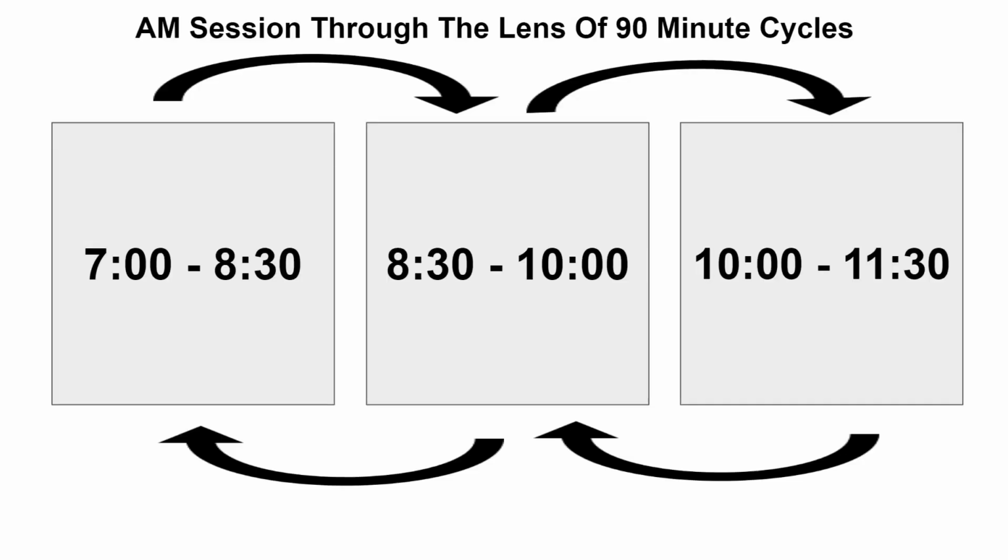So, let's look at the AM session through the lens of 90-minute cycles. The first cycle starts at 7 and ends at 8:30. Second one starts at 8:30, ends at 10, and third one starts at 10 and ends at 11:30. The purpose of the first cycle is to accumulate liquidity on both sides of the market for then the second time cycle, which is our manipulation phase, to sweep one side. So then our third cycle, our 10:30 to 11:30, distributes the opposite way and targets our second time cycle's low or high and our first time cycle's low or high.